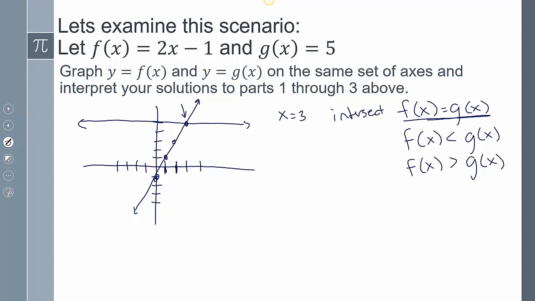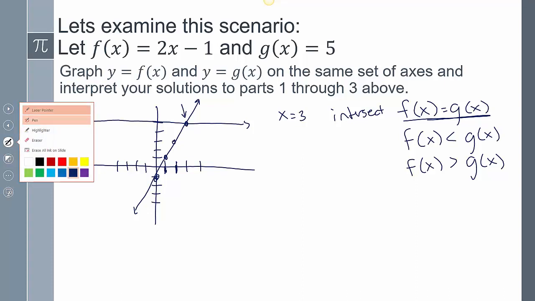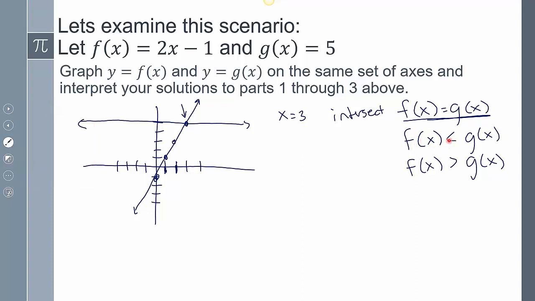The next one, f of x is less than g of x, this is saying where on this graph is my function f of x smaller than g of x. And so we said that the answer was x is less than 3. Now if you notice on our graph, where 3 was, everything less than that, this was smaller than the graph. If this was 5, this side for my function is going to be less than that. And so that's why we said my solution is x is less than 3.